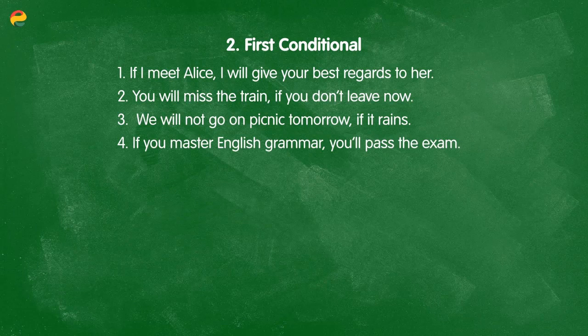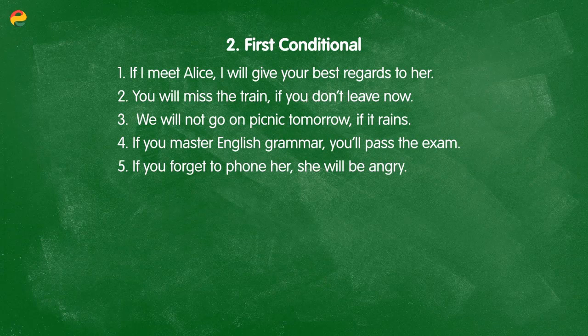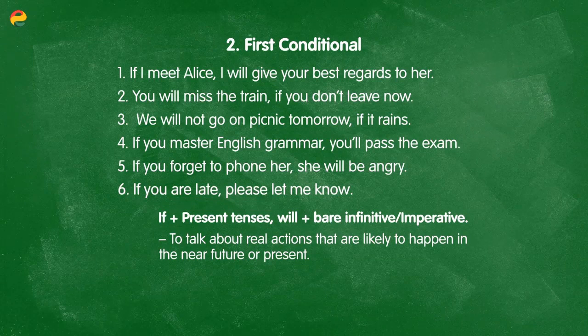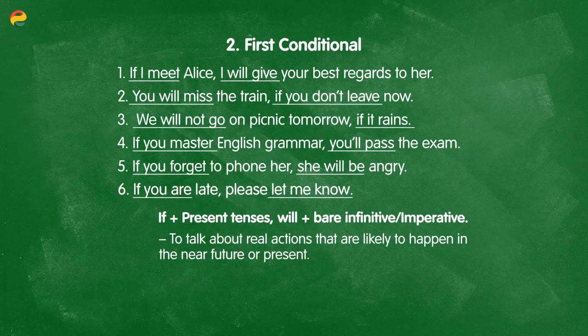If you master English grammar, you'll pass the exam. If you forget to phone her, she'll be angry. And finally, if you're late, please let me know. The following grammar structure is the way that we use the first conditional sentence. Just like in the zero conditional, we use if and then the present tense. However, we follow it with will and the bare infinitive or the imperative structure.